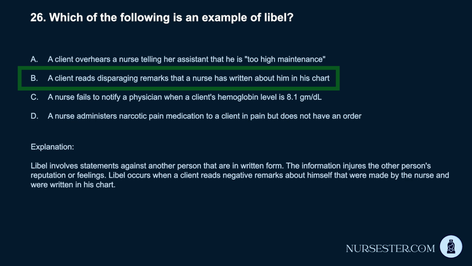Libel involves statements against another person that are in written form. The information injures the other person's reputation or feelings. Libel occurs when a client reads negative remarks about himself that were made by the nurse and were written in his chart.